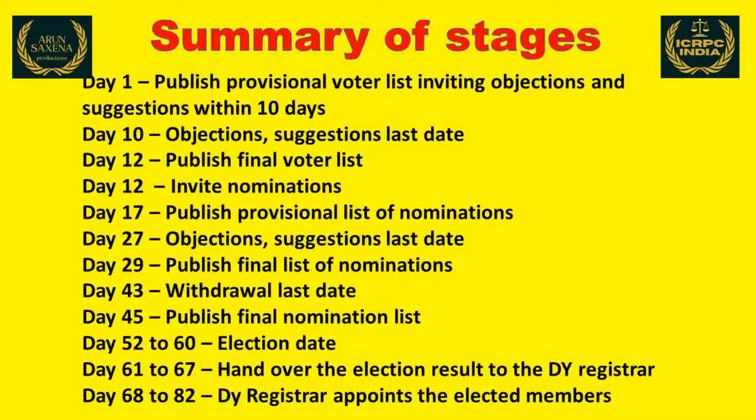Here is the summary of the stages involved in the process of housing society elections. Day 1. Publish provisional voter list inviting objections and suggestions within 10 days. Day 10. Objections, suggestions last date. Day 12. Publish final voter list. Day 12. Invite nominations.